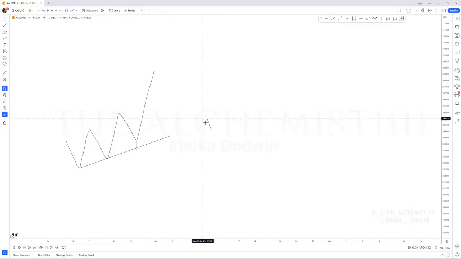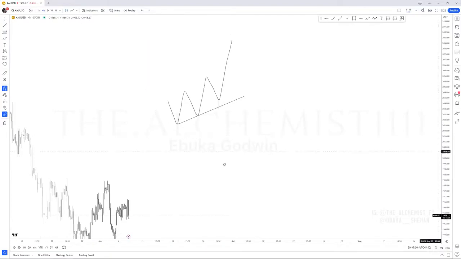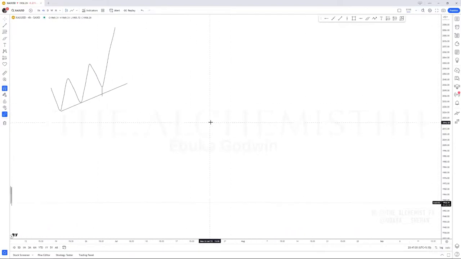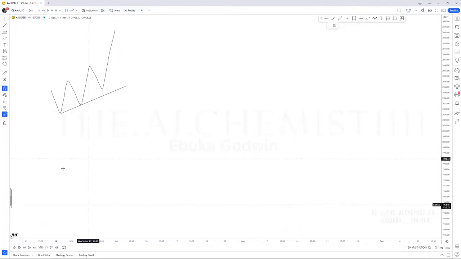So this is simply what we call a continuation trend line. So if we are in an uptrend, we could use a trend line like this to get an entry. Okay, simple. Now I'll show you examples, don't worry. And then same thing in a downtrend, right? Something like this.